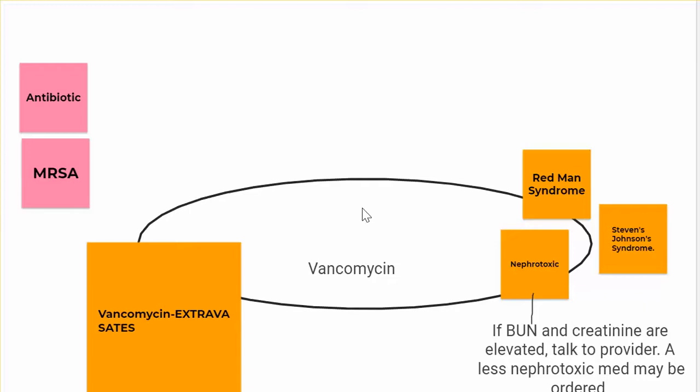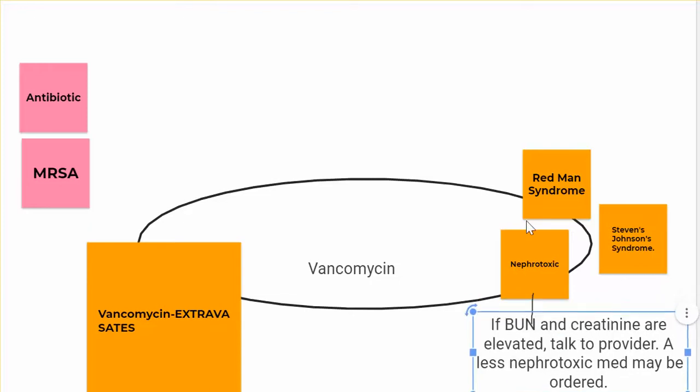Okay. Vancomycin can also cause red man syndrome. It can also cause Stevens-Johnson syndrome. It is nephrotoxic. If the creatinine is elevated, you want to talk to the provider. So if the BUN and the creatinine are elevated, please talk to the provider. A less nephrotoxic med may be ordered.